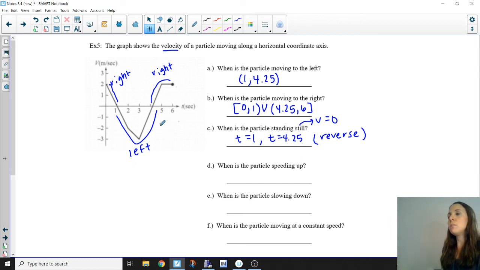The other thing you could do, though, is you could say the particle is speeding up when it is moving away from a velocity of 0, and it is slowing down when it is moving toward a velocity of 0. That's what I like to do. So let me show you what I mean. From time 0 to 1, it is slowing down because the velocities are going toward a velocity of 0.